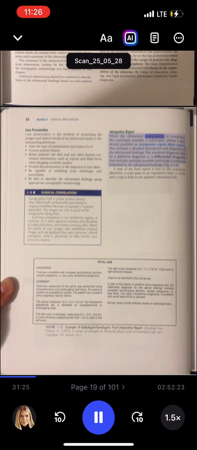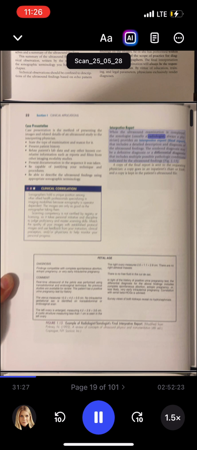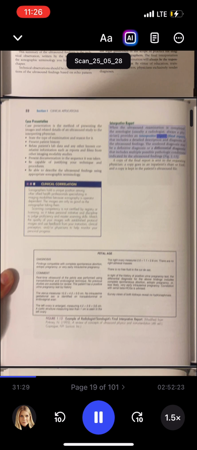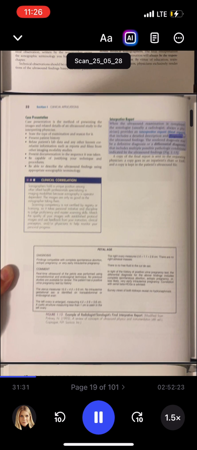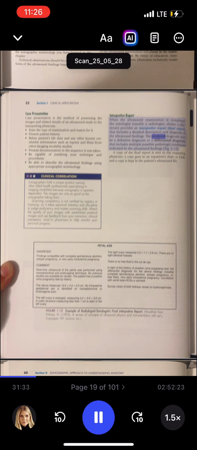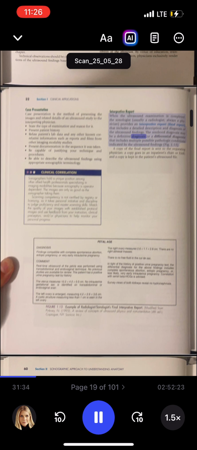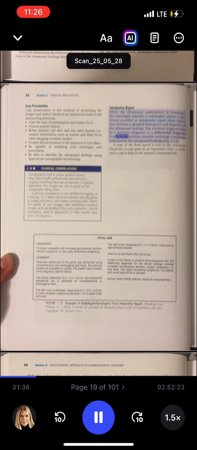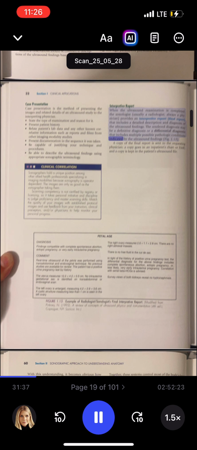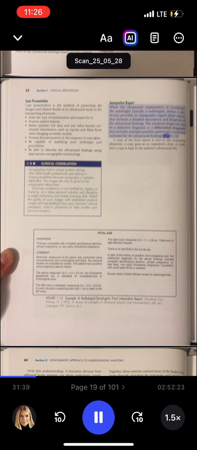When the ultrasound examination is completed, the sonologist, usually a radiologist, applies clinical decision-making and provides an interpretive report that includes a detailed description and diagnosis of the ultrasound findings. The rendered diagnosis may be a definitive diagnosis or a differential diagnosis that includes multiple possible pathologic conditions indicated by the ultrasound findings, figure 1.13.